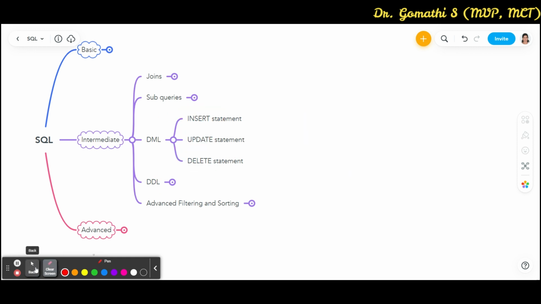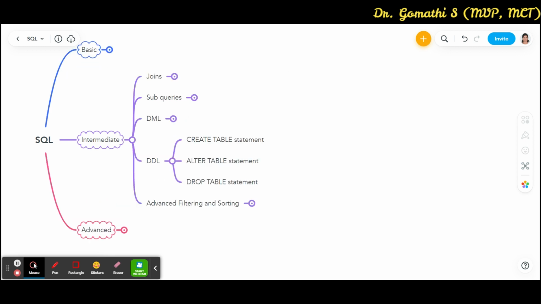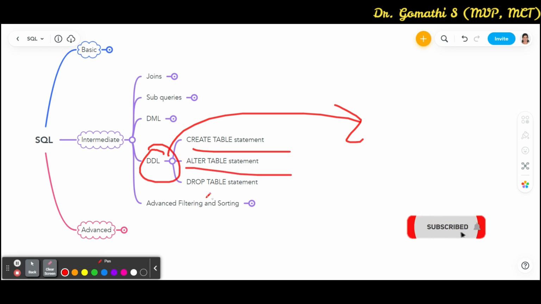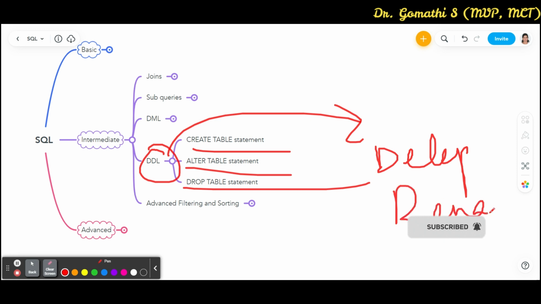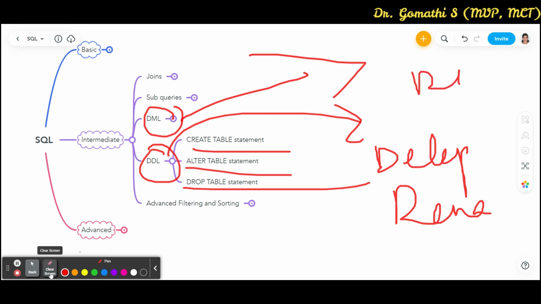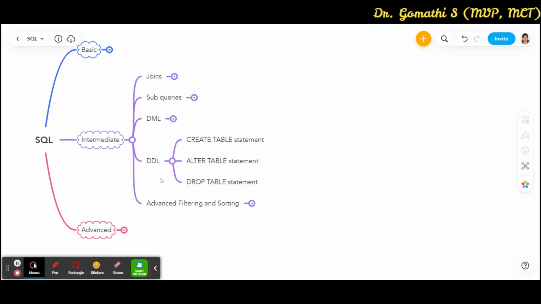And the next one is DDL, which is data definition language. If you want to define the data, you need to create a table, alter the table, truncate. So DDL completely talks about the table: creating the table, altering the table, dropping the table, deleting the table, renaming the table. Whereas DML talks about retrieving the records from the table. So this is DDL.